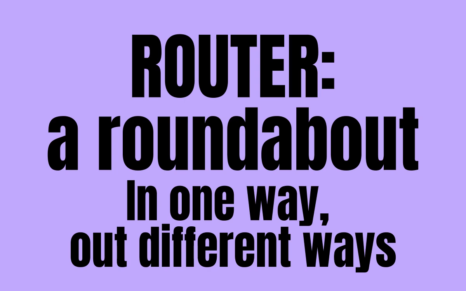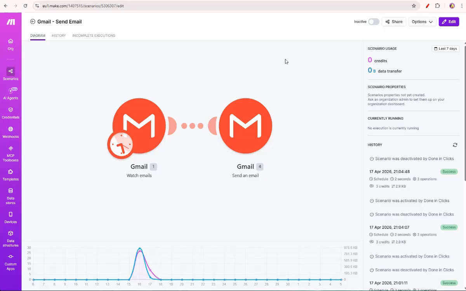A router is like a roundabout. Data drives in one direction and it can leave in two, three, or four more different directions depending on the conditions you set. And each exit is a separate path, has its own role, and leads to somewhere else. Only data that matches a path's condition will travel down it.